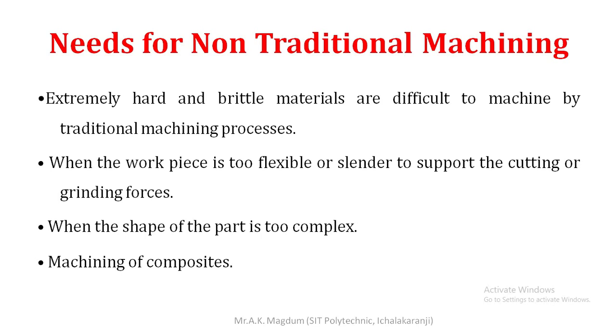Next one is the machining of composites. That is a very important advantage, or need, of non-traditional machining, because nowadays many composite materials are coming into the market. Each and every composite material we want to machine with the help of different machining methods. These composite materials have different hardness, different melting points, and different surface roughness that we want to maintain. In that case, non-traditional machining is a very important solution for the machining itself.